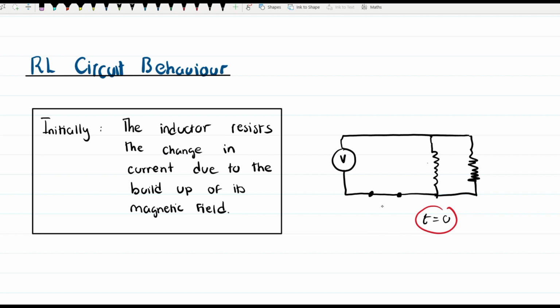Initially, let's say the switch is open. So there is no current through the inductor and no current through the resistor. Now let's close that switch. At t0 we have current through the inductor and the resistor, but there's a change in current from 0 to something else through the inductor. So now the inductor acts more like a resistor. There is current going through the inductor and through the resistor.